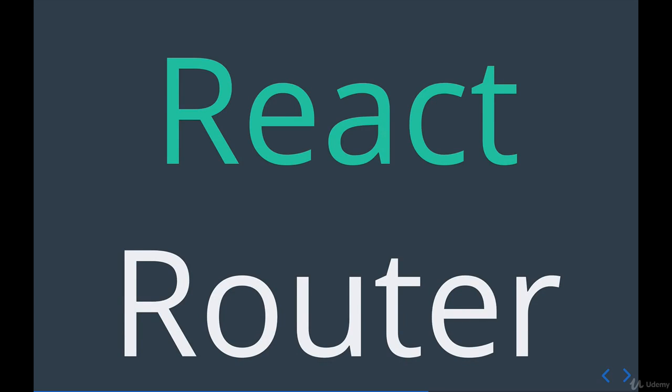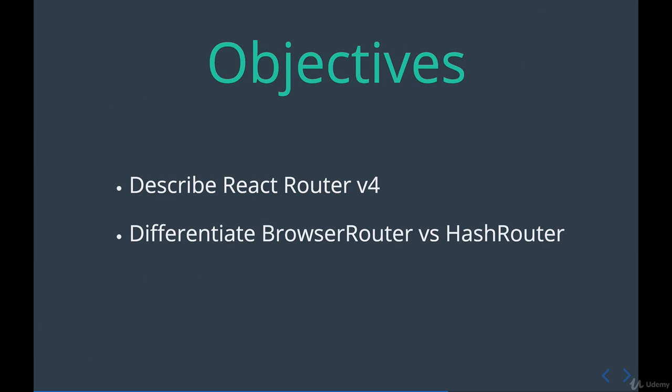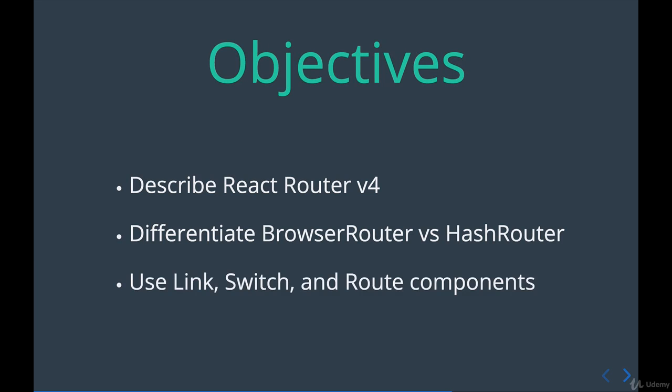Next, we'll talk about React Router, a tool that lets us conditionally render components based on the URL and also change the URL. Our objectives will be to describe React Router version 4, differentiate browser router and hash router, and to use link, switch, and route components.